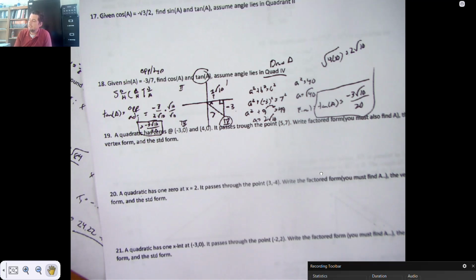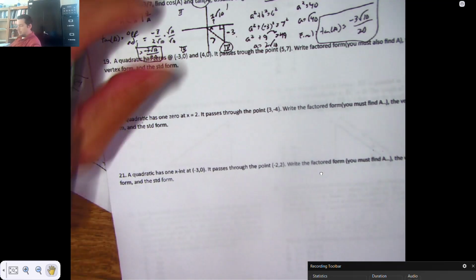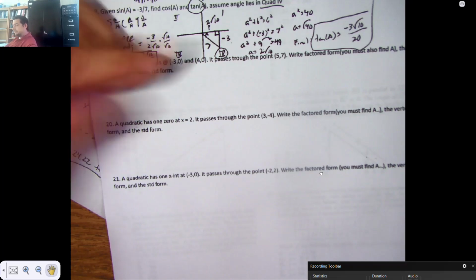All right, what do we got going on here? Let's look at 20. Quadratic has 1, 0 at x equals 2. It passes through the point 3, negative 4. Actually, that one's too easy. I'll save that for you. 21. Quadratic has 1 x-intercept at negative 3, 0. It passes through the point negative 2, 2. Write the factored form. You must find A, the vertex form, and the standard form.